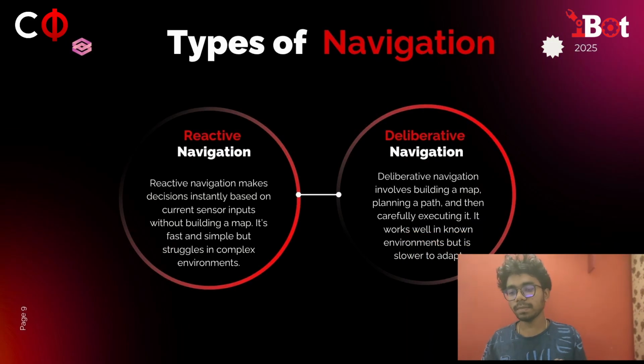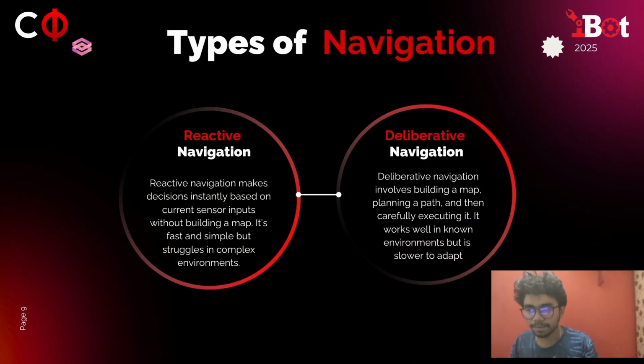Now, getting back to the types of navigation, these are types of navigation based on the reactiveness. So it's not like two types; it's more of a gradient than two types. One is reactive navigation and the other is deliberative navigation. So what is reactive navigation?